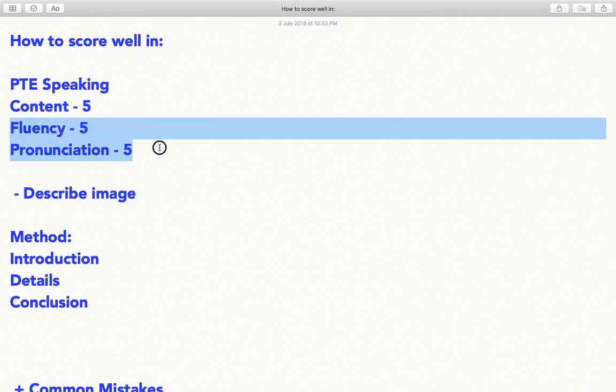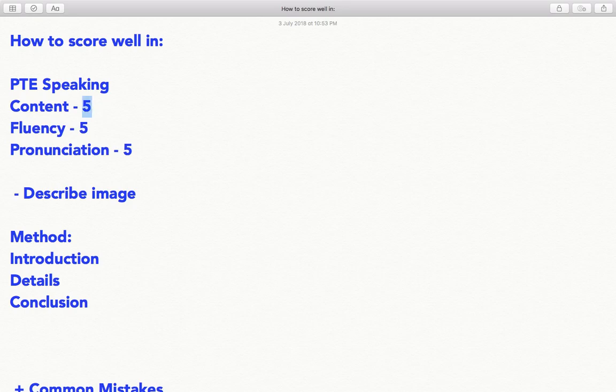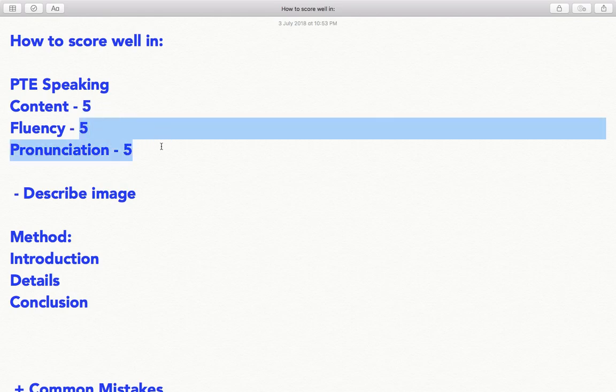I corrected myself, so I lost marks in fluency and pronunciation because I stopped. Now remember, when you make a mistake, you're only going to lose marks in content. 37 or 40 is the difference in content, but you are not going to lose any scores over here.